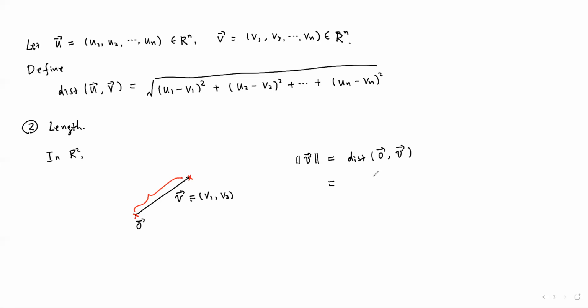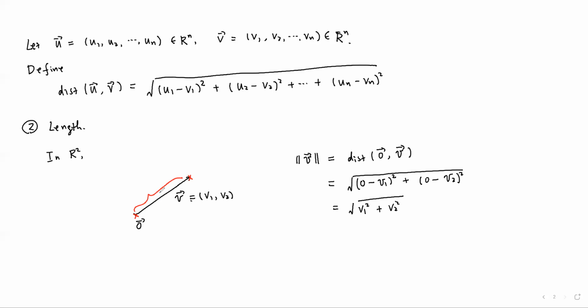By the distance formula, it is 0 minus V1, squared. First entry minus first entry, squared. Then the second entry of the 0 vector minus the second entry of the V vector. So it is V1 squared plus V2 squared, under a square root. So the length of a vector in R2, the formula is this.